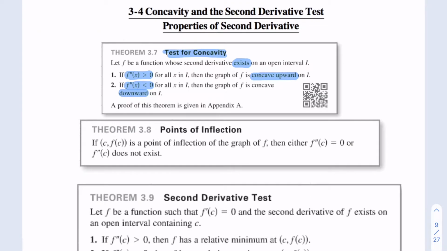And the point of inflection. How do we find the point of inflection? So there are two cases. We take the second derivative: if the second derivative equals 0, or the second derivative doesn't exist, we call this point a point of inflection. So remember, there are two cases, similar to the critical points.